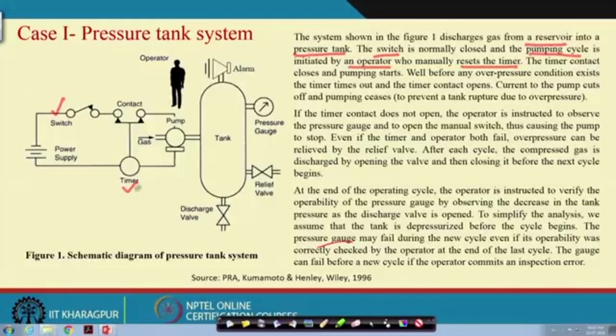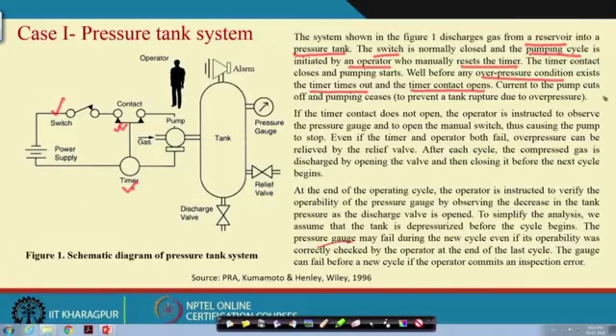Once the operator resets the timer, the timer's contact closes and pumping starts. It means electricity or power to this pump will be initiated and ultimately the pumping starts here. When pumping starts, this gas will be fed to this tank. Before any overpressure condition exists, the timer times out, before the designed maximum pressure. Timer times out and the timer contact opens. Timer contact open, power gets disconnected, pump stops.